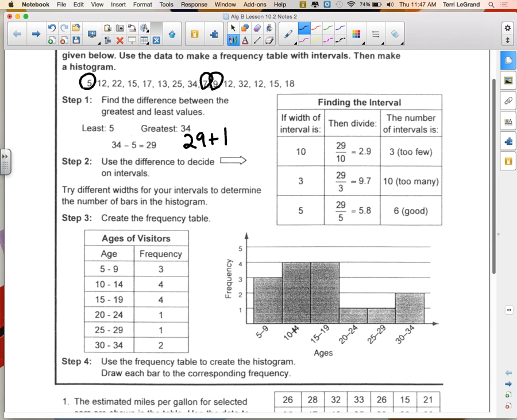What if there weren't any? What would we put for frequency? 0. We would still have to account for that interval, because just like the stems, we don't leave one out. Once we decide what the intervals are going to be, even if there's nothing in that interval, we would say, I got to account for it.